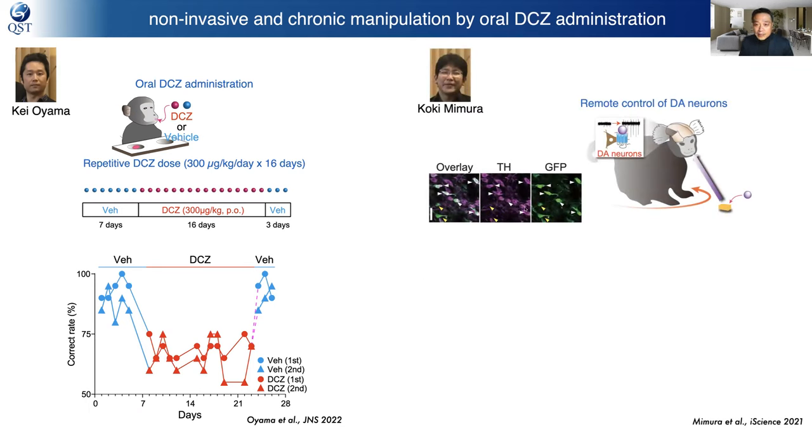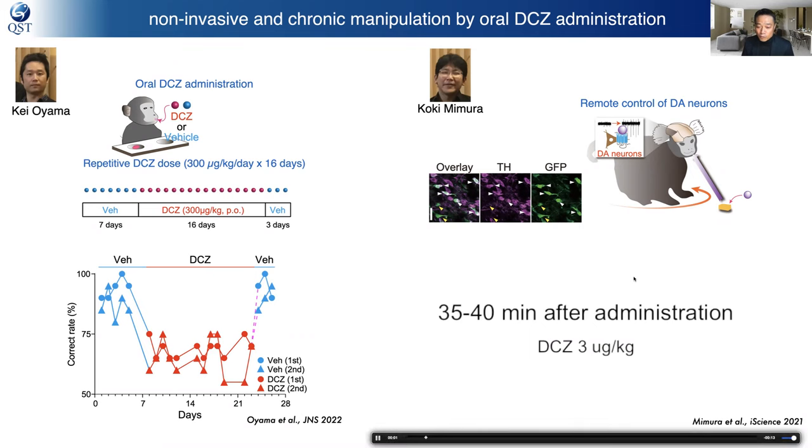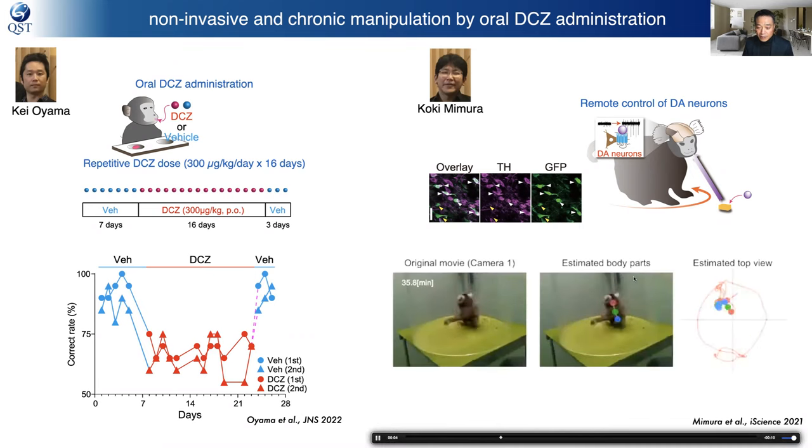We also tested oral DCZ administration in marmosets, and the marmosets have DREADD expression in unilateral dopaminergic cells in the substantia nigra pars compacta. And after we give the DCZ-containing food, actually a small pancake, the marmoset eats it and starts showing rotation contralateral to the DREADD activation side. This is a similar result to the rodent experiment.